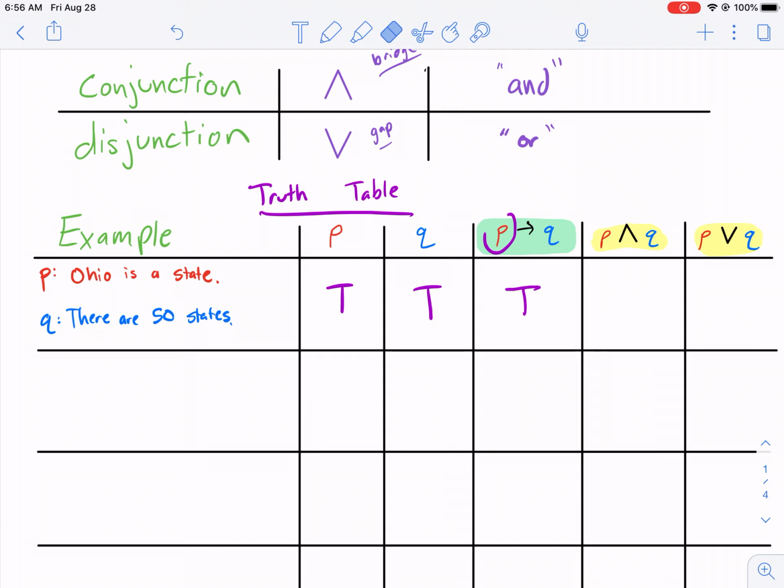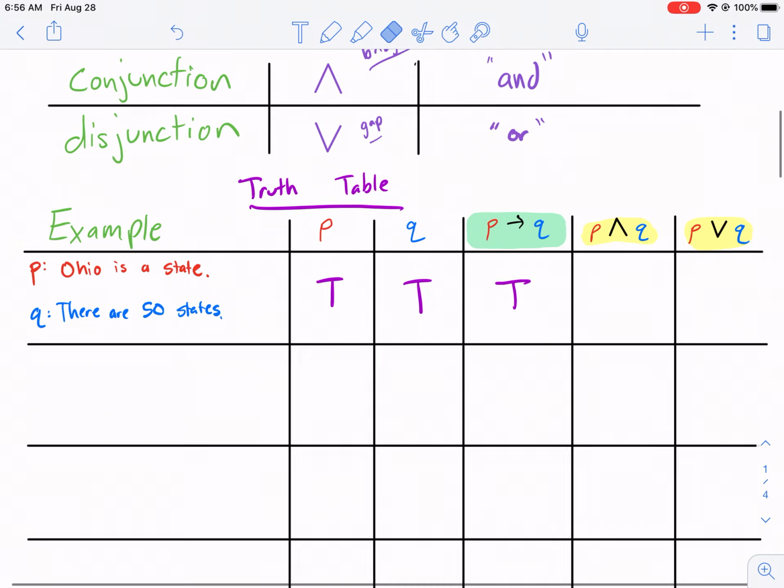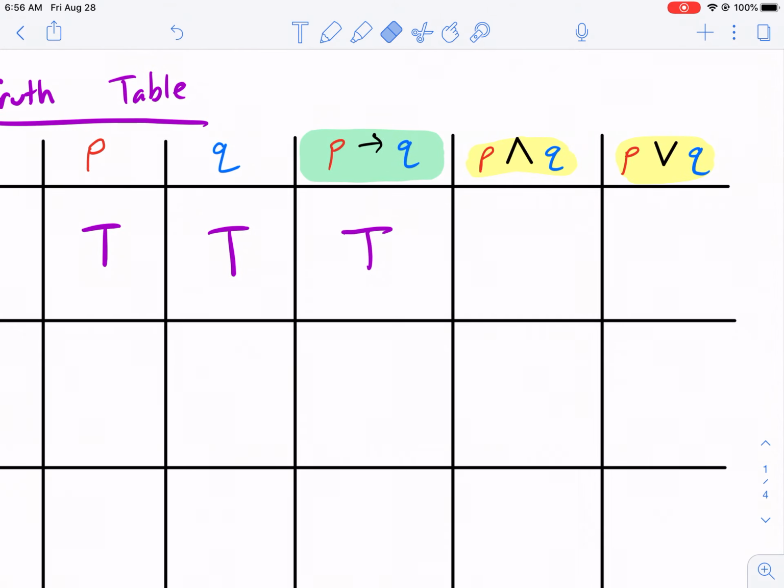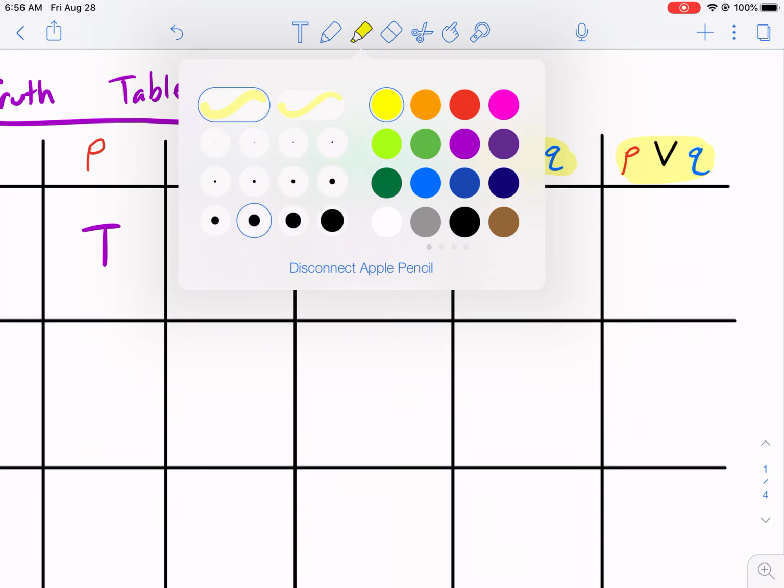So if we can imagine that we live in a world, and we do, where Ohio is a state, and that's true, then there are 50 states. Another true statement is also going to be true, okay? That's the complicated one. Now, let's go to the one that's not so complicated.